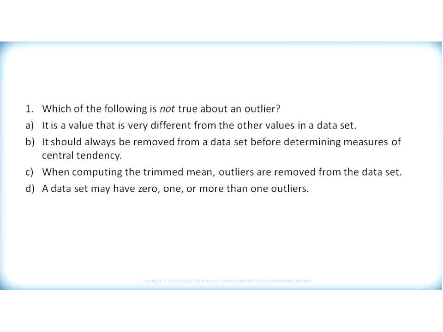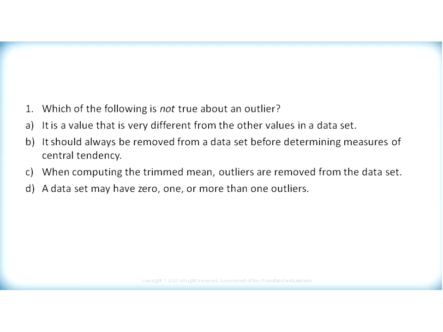A multiple choice question. Which of the following is not true about an outlier? Is it A, that it is a value that is very different from the other values in a data set? B, it should always be removed from a data set before determining measures of central tendency? C, when computing the trimmed mean, outliers are removed from the data set? Or D, a data set may have 0, 1, or more than 1 outliers?